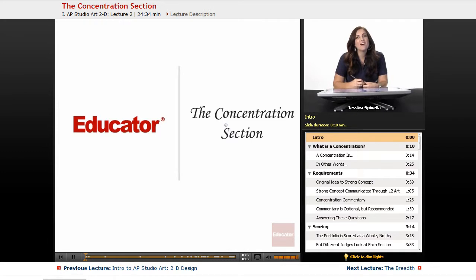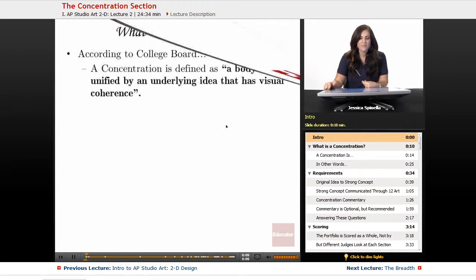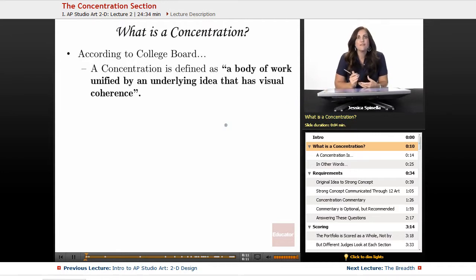Today we're going to be talking about the concentration section of the portfolio, so let's jump right in. Alright, so what is a concentration? This word is kind of vague. What does it mean, right?